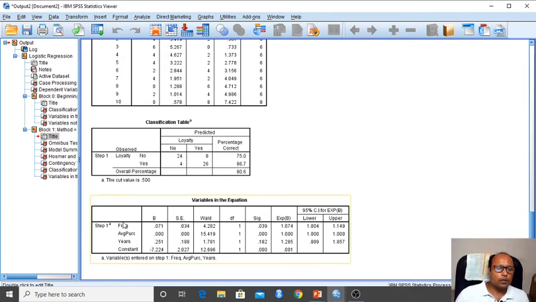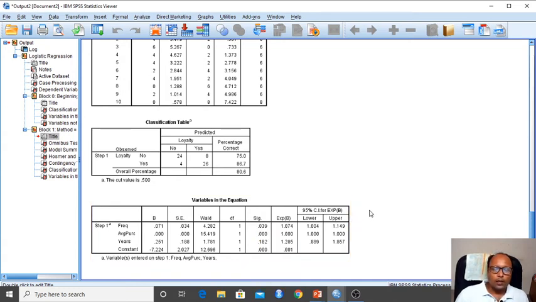And then we need to check whether all three independent variables are significant or not. If you look at this significance value, for frequency of purchase the p value is 0.03, which is significant in classifying. Average purchase is also a significant variable, but years of purchase is not significant. It means years of purchase is not significantly helping us in classifying the observations into loyal and non-loyal categories.